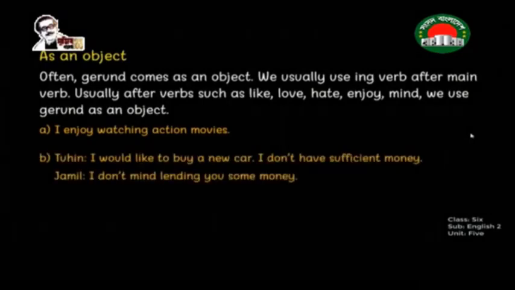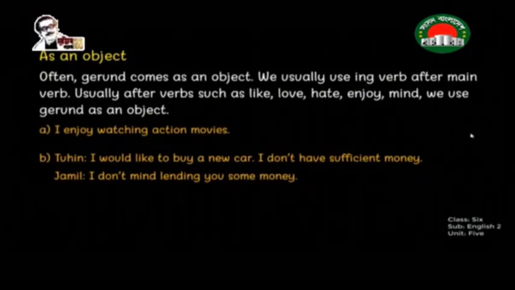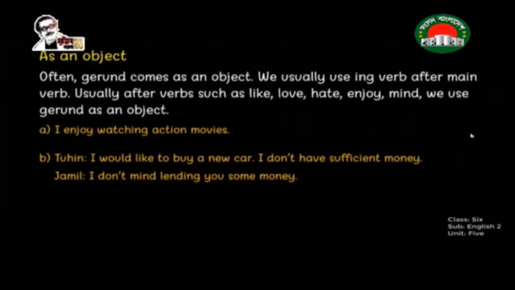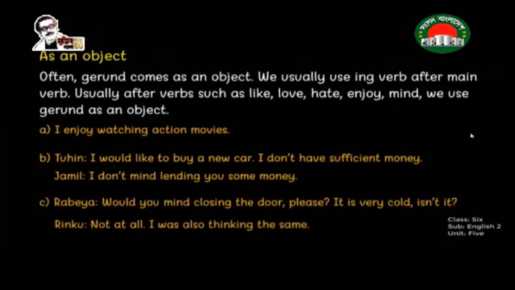Another example, Tuhin is saying, I would like to buy a new car. I don't have sufficient money. Jamil is saying, I don't mind lending you some money. So another example, Rabia is saying, would you mind closing the door, please?